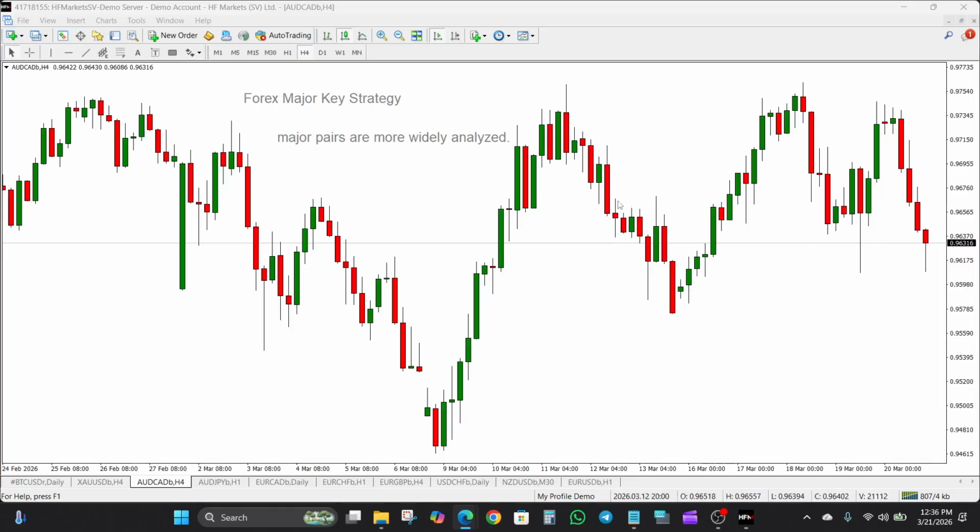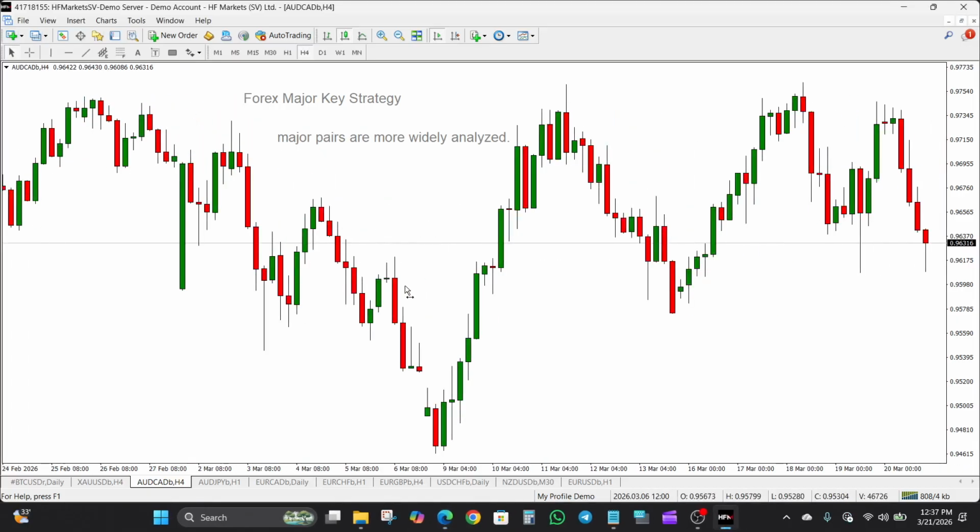A major key strategy simply means that you are building your trading approach around these stable, well-known pairs, the major pairs. So you can focus on cleaner setups, better execution, and lower trading costs.